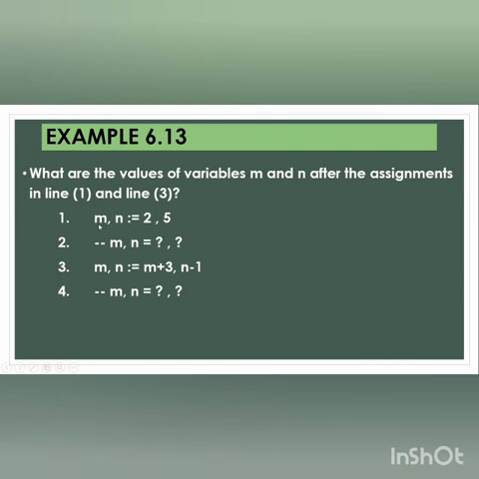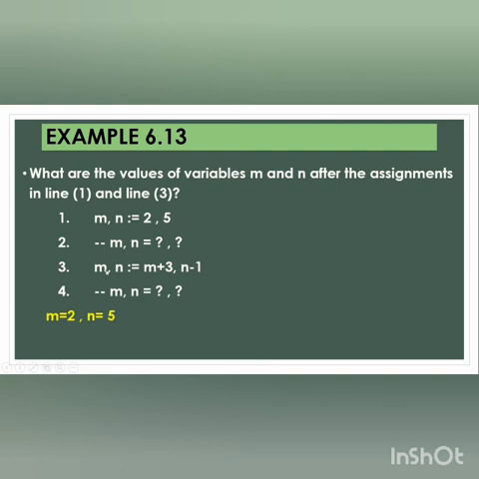Now, let us see an example. What are the values of variables m and n after the assignments in line 1 and line 3? The first statement, the first line, m comma n colon is equal to 2 comma 5. Here we are using two variables and two values. The variables are m comma n and the values assigned to these variables are 2 comma 5. So the value of m is 2 and the value of n is 5. The second statement, m comma n is equal to question mark question mark. So what is the value of m and n? The value of m is 2 and the value of n is 5.